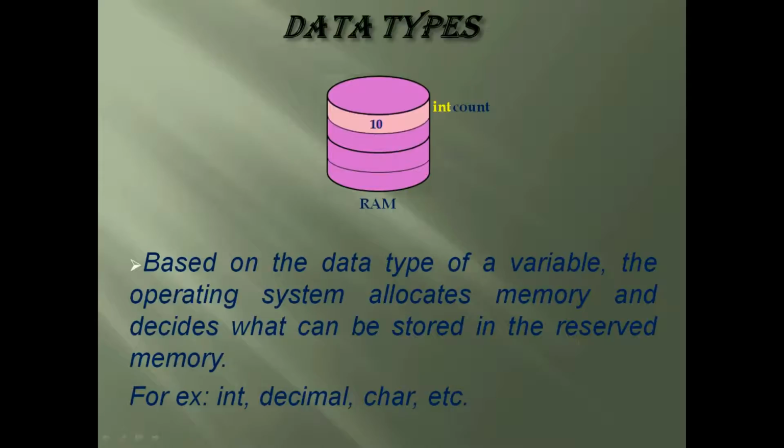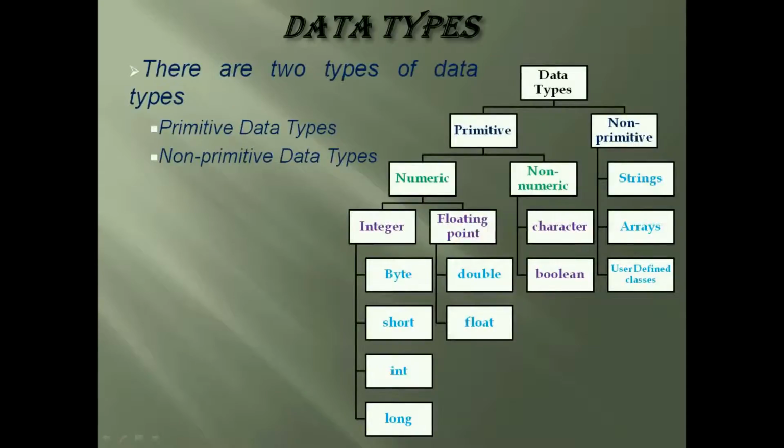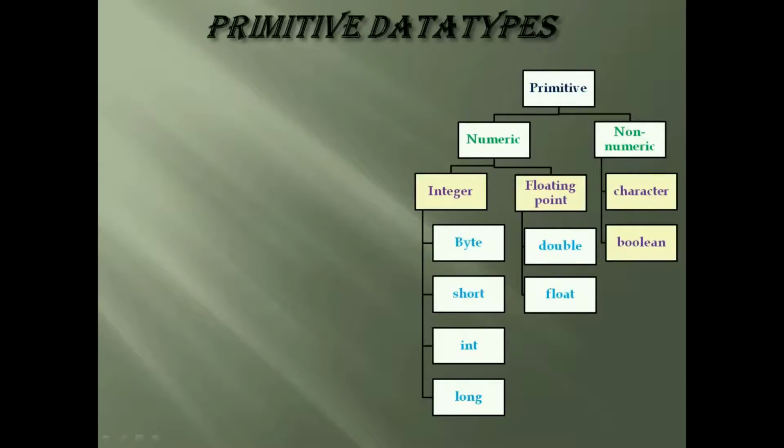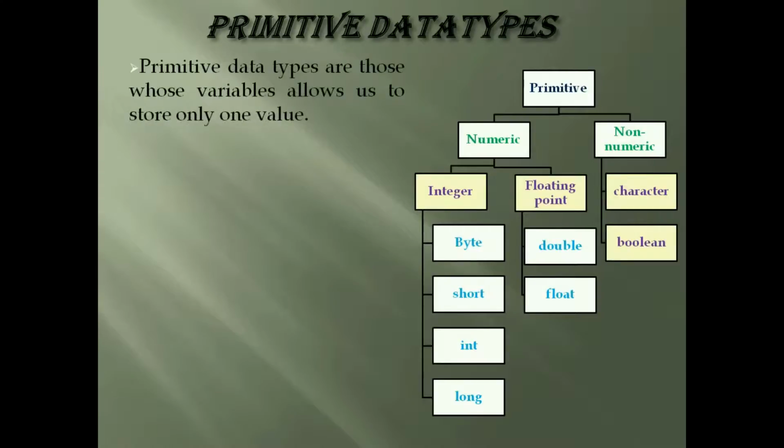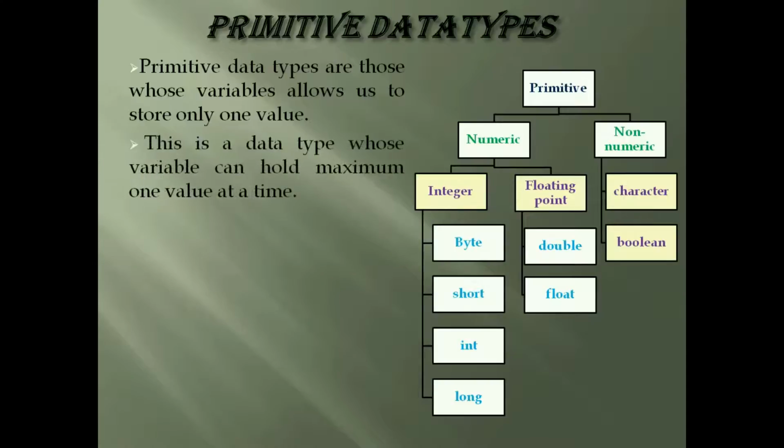in these variables. We know that in Java, there are two types of data types. Those are primitive data types and non-primitive data types. So first we will discuss primitive data types. What are the primitive data types? Primitive data types are those whose variables allow us to store only one value, but they never allow us to store multiple values of the same type. This is a data type whose variable can hold a maximum of one value at a time.